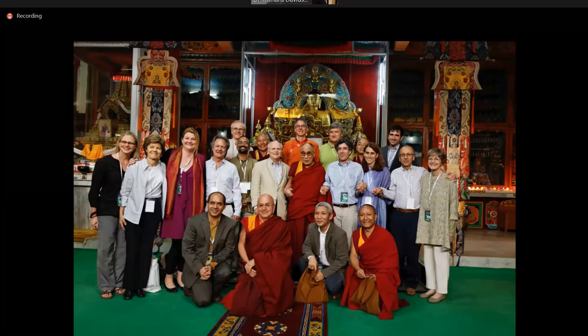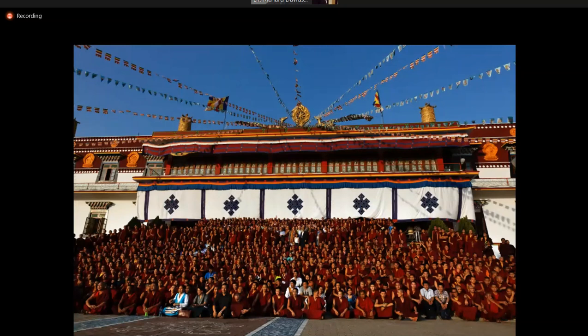And this was to mark the occasion of the introduction of science into the monastic curriculum in the Gelug monasteries for the very first time. This was the largest change in the curriculum in these monasteries in probably 400 years. And His Holiness was interested in having this meeting to showcase for the monastics the vital nature of this science and the importance for this of the dialogue between science and Buddhism. This is a photograph of the monastics who were attending that meeting. There are actually 10,000 monastics who attended that meeting in Drepung.